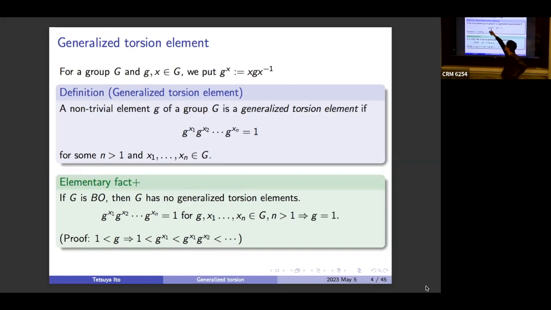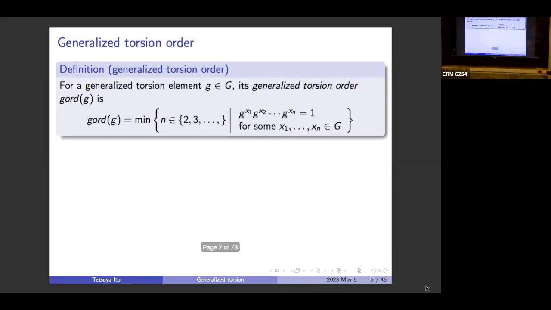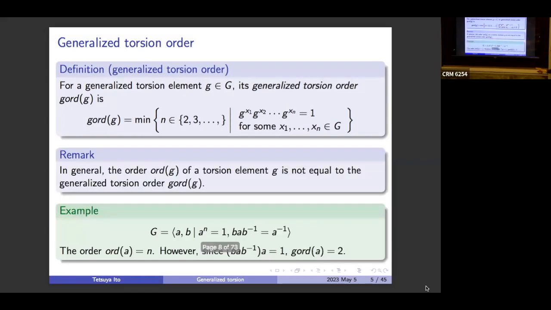Namely, if we take the conjugating elements to be trivial, then it just says that the power of z is 1. So as a natural generalization of the order of a torsion element, let us consider the generalized torsion order: namely, the minimum number of conjugates needed to make the product equal to 1. This quantity is often called the order of generalized torsion, but in this talk I emphasize calling it the generalized torsion order, because in general the order of a torsion element is not equal to the generalized torsion order.